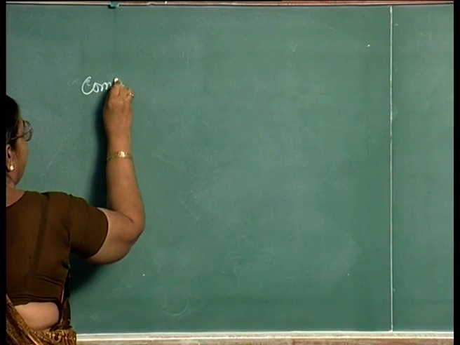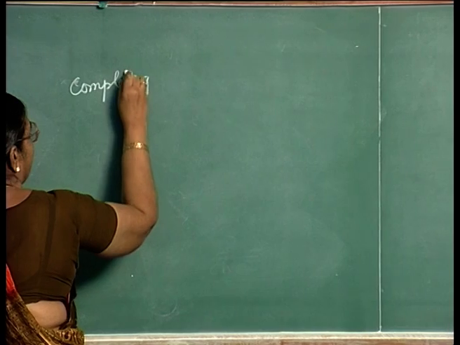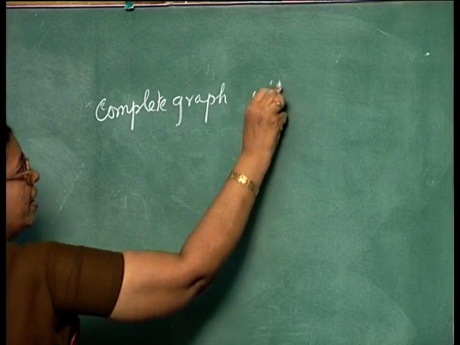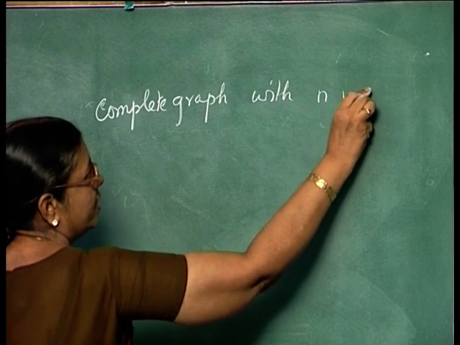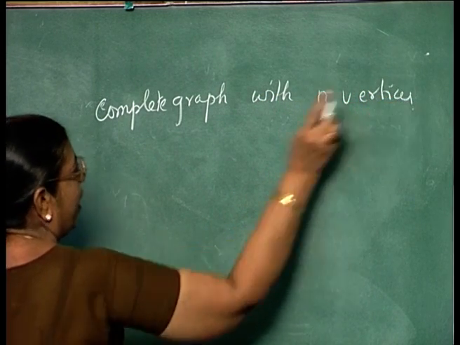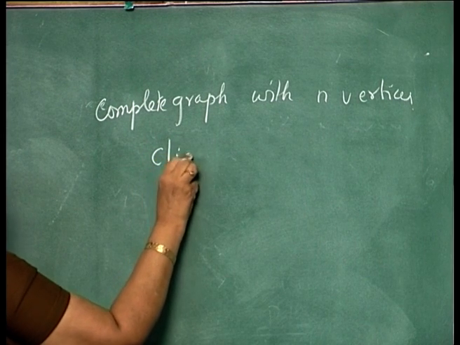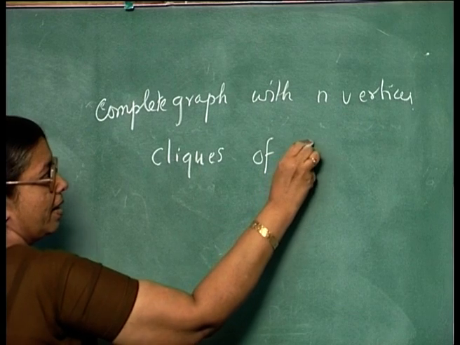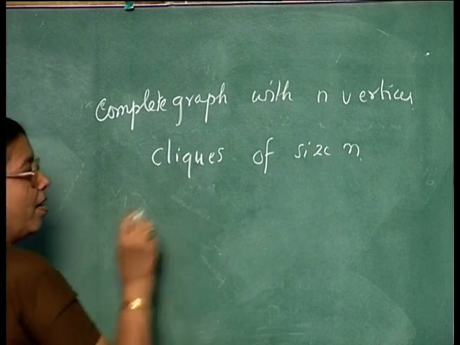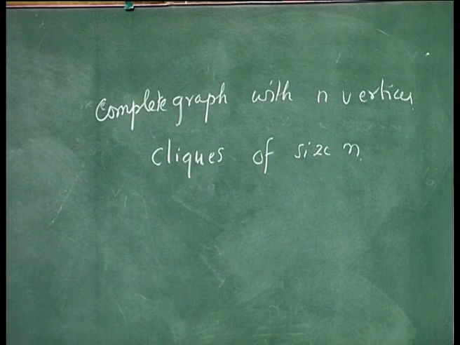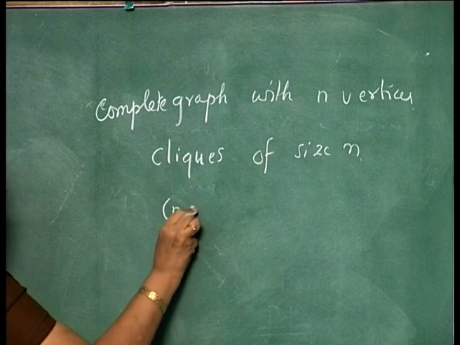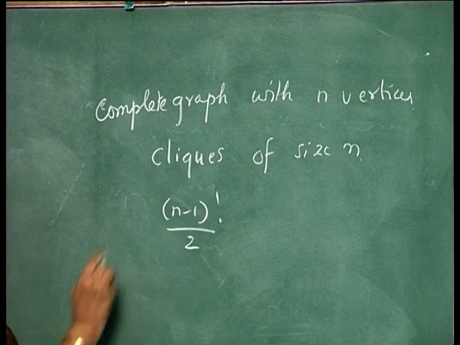If you have a complete graph with n vertices, they are also called cliques. Another word used is cliques of size n. When a complete graph occurs as a subgraph, you call it a clique of size n. How many Hamiltonian circuits can it have? It will have (n minus 1) factorial by 2.